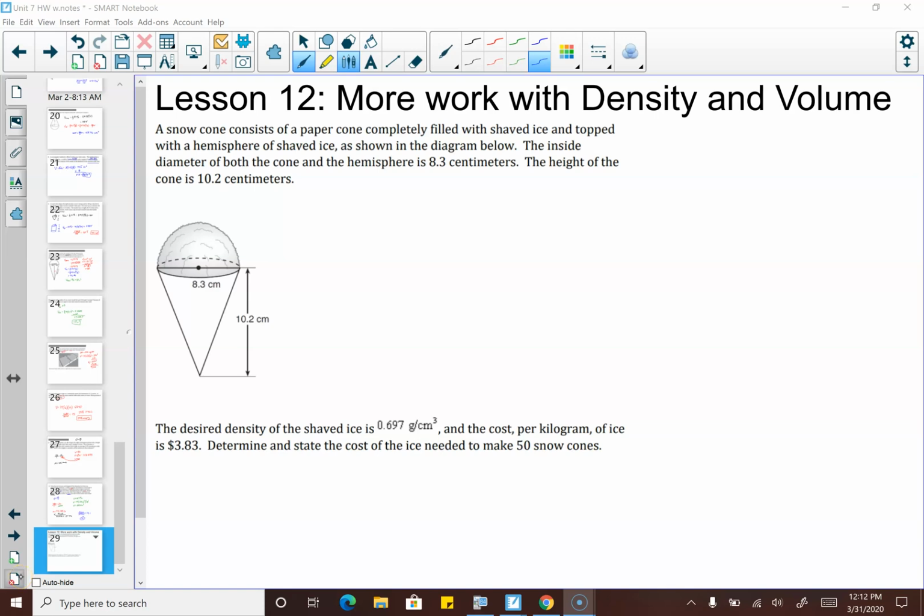For lesson 12's homework, we're going to finish up our work with density and volume. A snow cone consists of a paper cone completely filled with shaved ice and topped with a hemisphere of shaved ice, as shown in the diagram below.